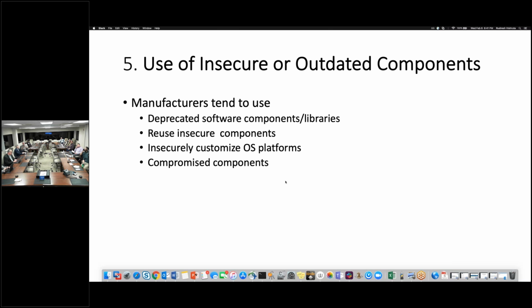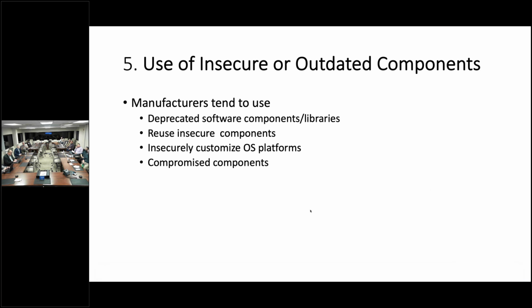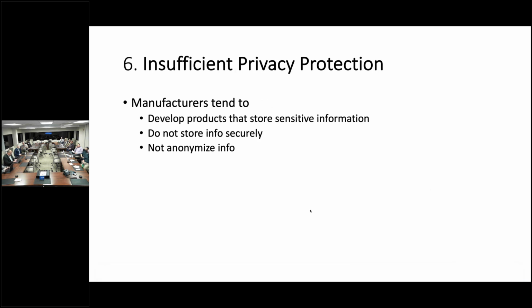So next we have a series of insecure or outdated components. Manufacturers usually tend to use deprecated software components or libraries to build their products. They reuse hardware components that are potentially vulnerable, insecurely customize their operating system platforms, or use third-party software or hardware components from a compromised supply chain. And I think all of you can agree with the last point, considering how hackers obtain their images. That is similar to how devices are built as well. They use insecure components in the supply chain itself.